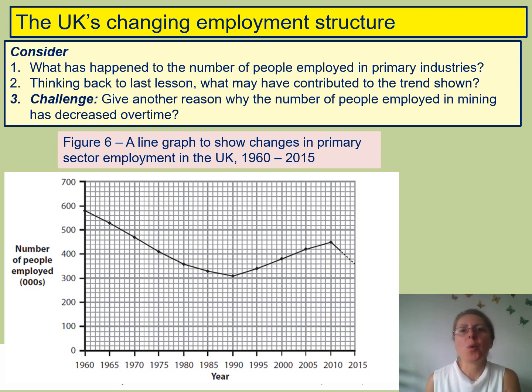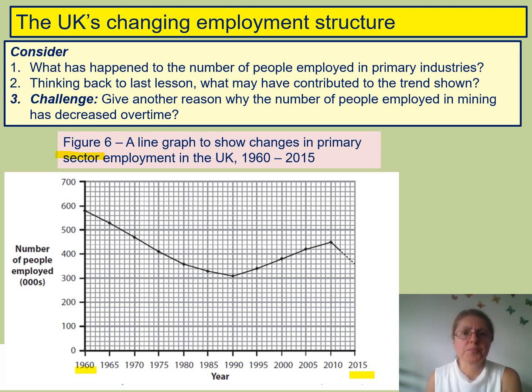This is our final way to present data. So here we have, that's right, a line graph, which is showing us the change in the primary industry in the UK from 1960 to 2015. This is an independent activity, so please complete the 3 questions at the bottom of the page and use figure 6 to answer the questions.